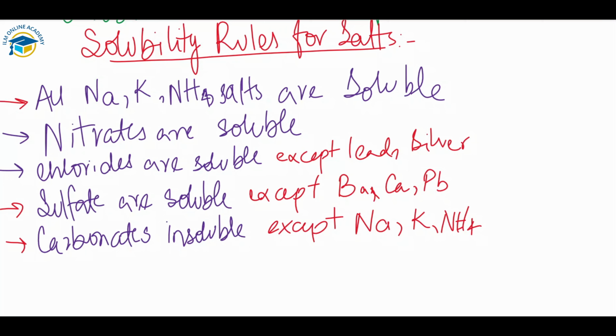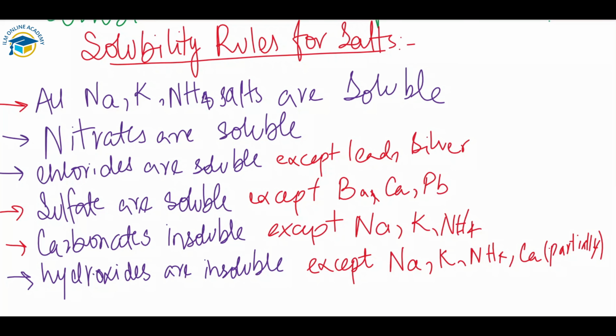Next, we have hydroxides, the salts made by hydroxides, oxides and also the metals. So hydroxides form insoluble salts, with some exceptions: sodium hydroxide is soluble, and potassium hydroxide and ammonium hydroxide are also soluble. In the case of calcium hydroxide, like slaked lime, it is partially soluble and partially insoluble. So these are the solubility rules for the salts.